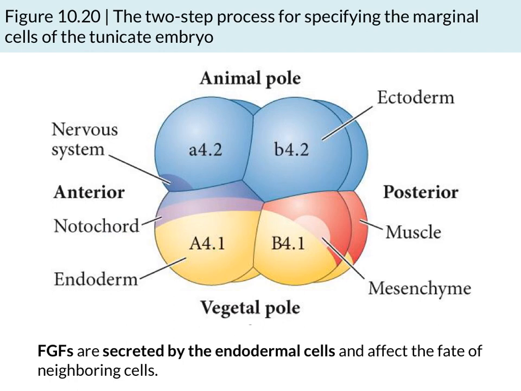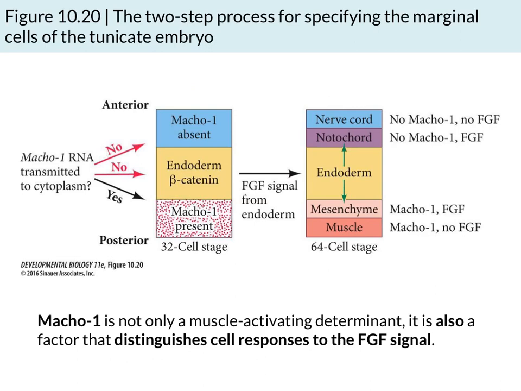So what is it then that allows some cells to differentiate into notochord and other cells to differentiate into mesenchyme, even though both cell types are receiving FGFs from the endoderm? What determines whether the cells that are going to be exposed to FGFs coming from the endoderm are going to be mesenchyme or notochord is the presence or the absence of the MACHA1 transcription factor.